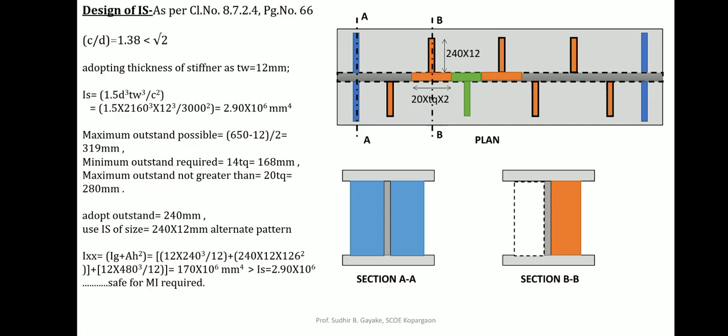So likewise the connection may be provided. Initially the connection will be between the web portion and flange portion, and secondarily the connection will be between stiffener and web portion, and stiffener and flange portion. So likewise the numerical for the third condition, that is the design of your plate girder using intermediate stiffeners and end bearing stiffener, is completed.